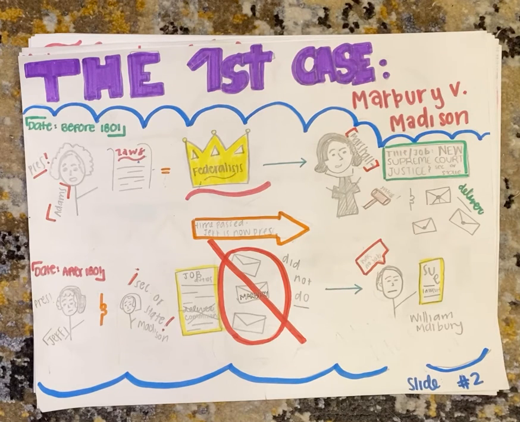After this, Jefferson became president. He appointed Madison as his Secretary of State, but even though it was in both of their jobs to do so, neither of them passed the commissions, and one of them was for William Marbury, which led him to sue.